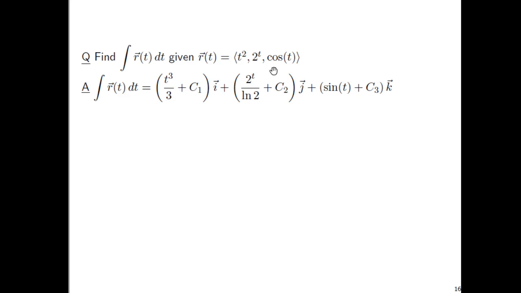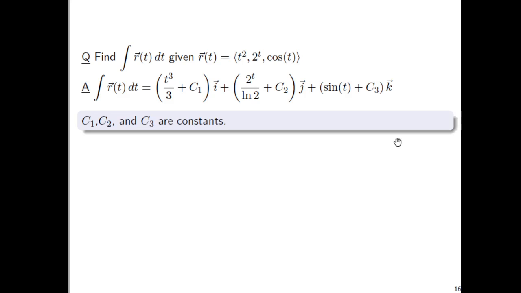Plus c. 2 to the t should antidifferentiate to become 2 to the t over ln of 2. Don't forget a c. Oh, but you see this constant doesn't have to be the same as this constant. And then antidifferentiate cosine of t to be sine of t plus a third constant called c sub 3, I guess. If you don't like the subscripts, the constants could be c, d, and e, all capital letters or whatever.